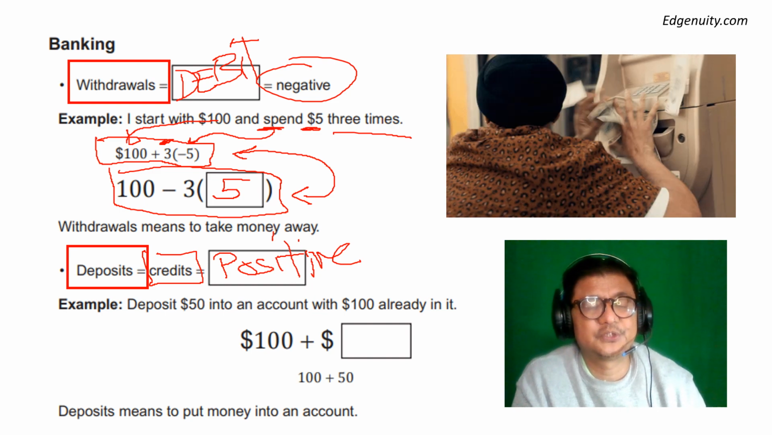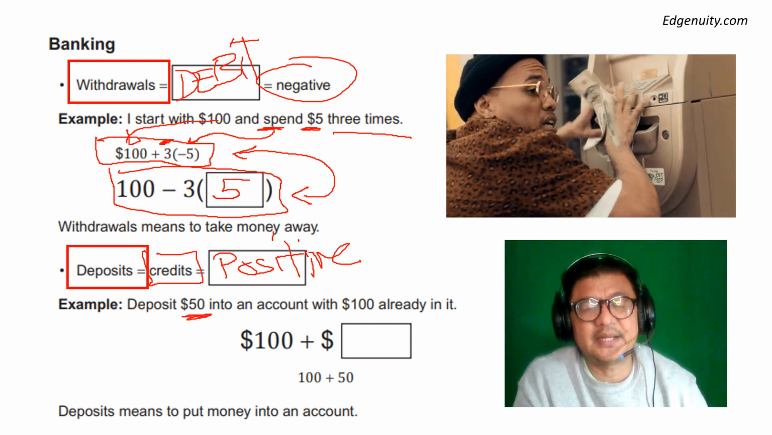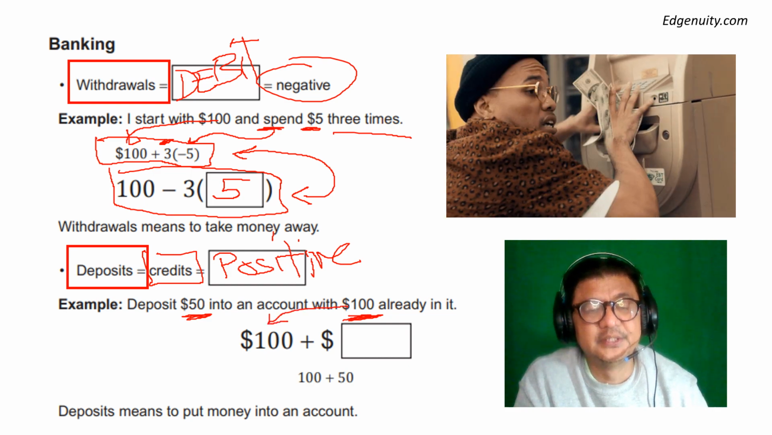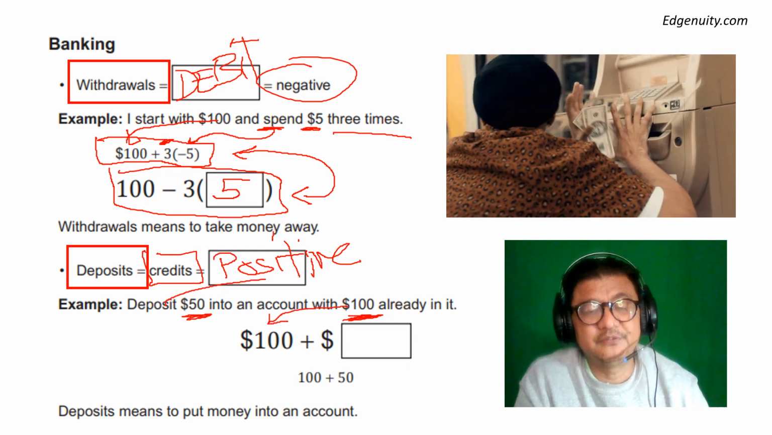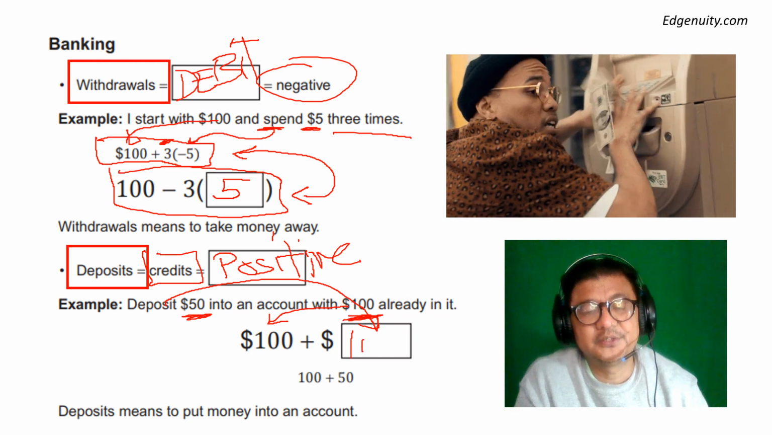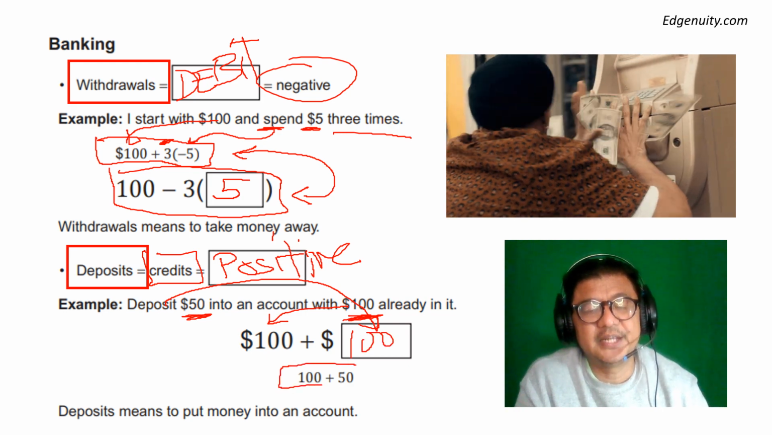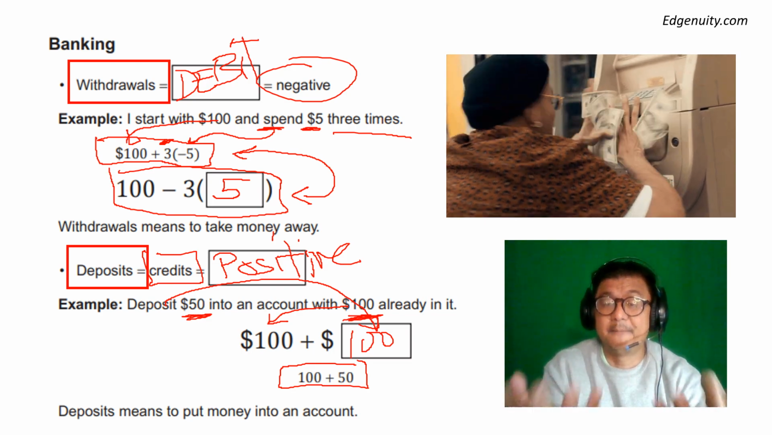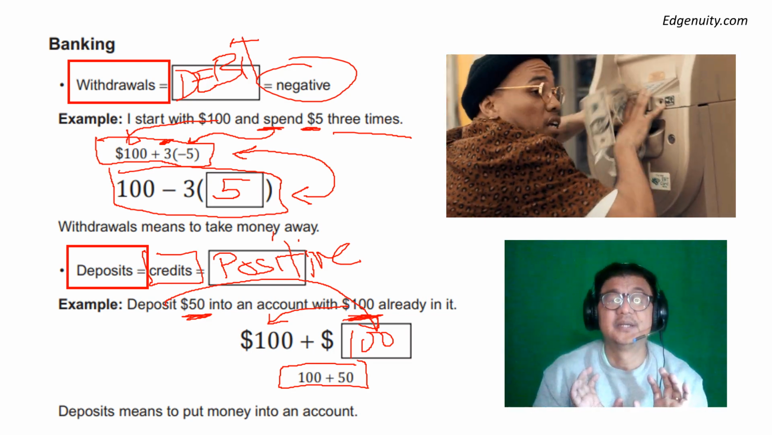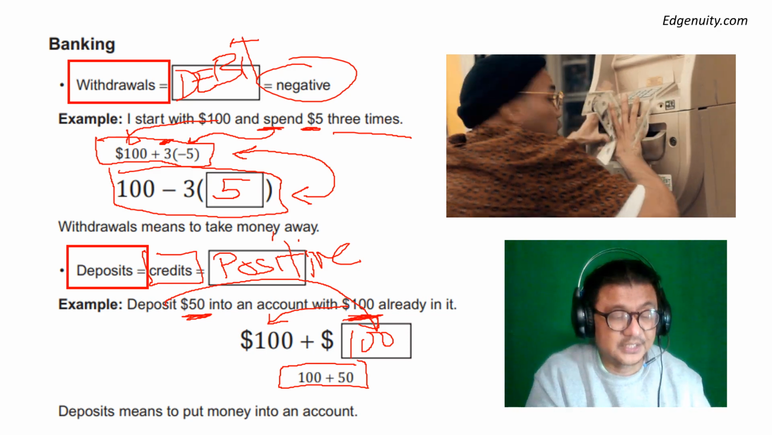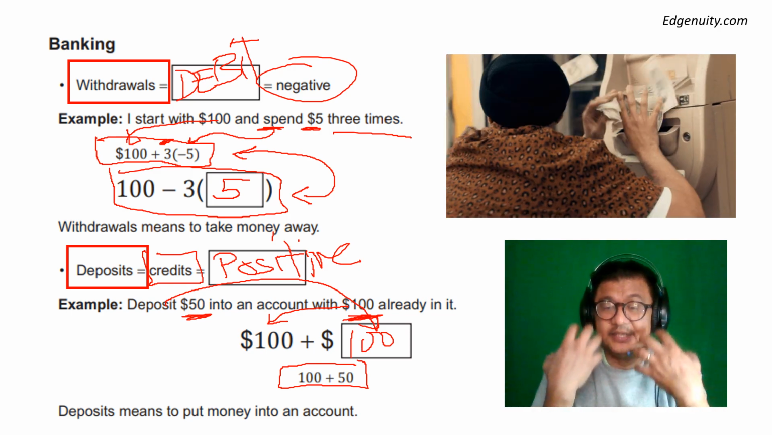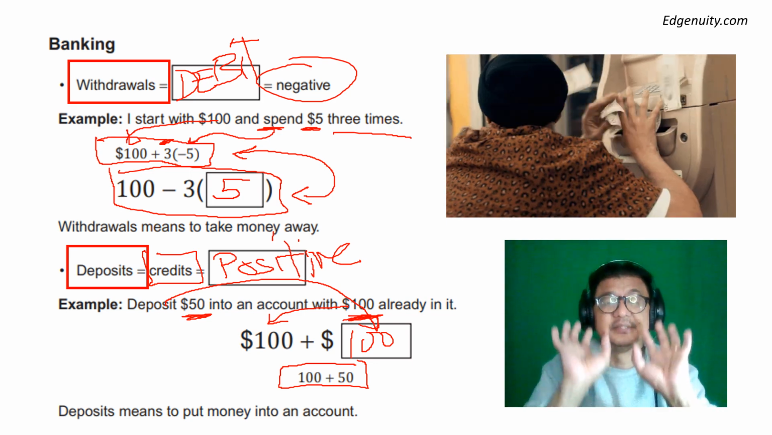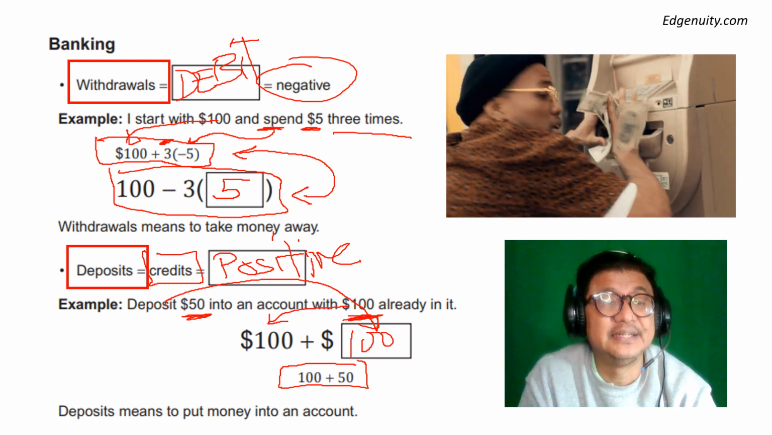The example shows deposit $50 into an account which has 100 already in it. So you start with 100. Since deposit is positive, it's a plus 50. So this is your expression. So don't forget, deposit is money coming in. Withdrawal is money coming out. Think of credit in, debit out. Credit in positive, debit out negative.